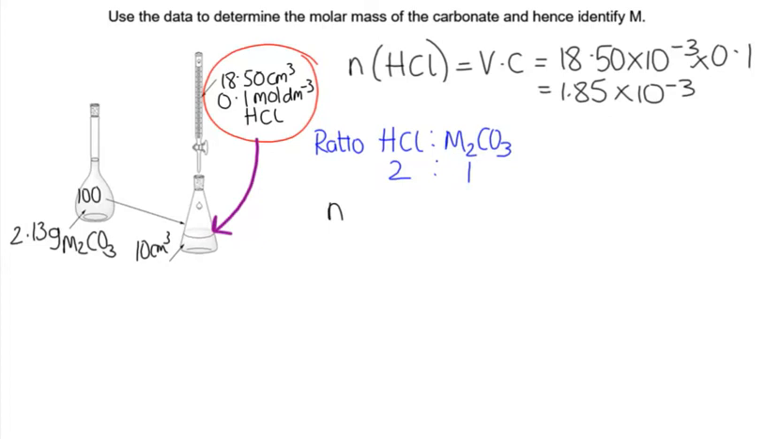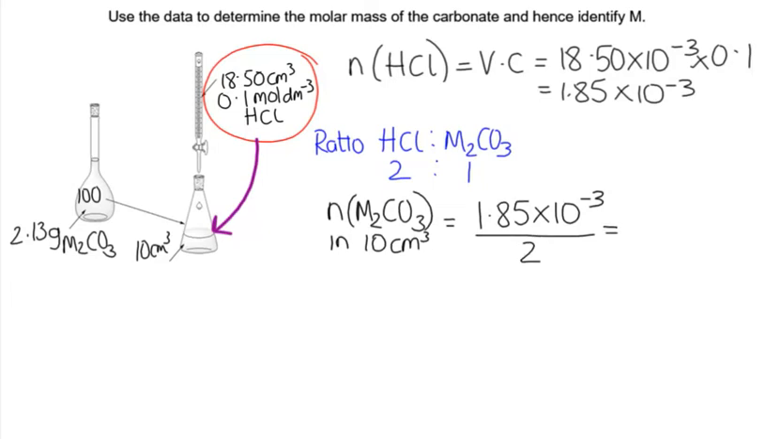So our number of moles of M2CO3 down here in our conical flask, so in 10 centimetres cubed, would be the number of moles of HCl. But the ratio is 2 to 1, so for every 2 we only get 1, so we're going to half it, and we're going to get 9.25 times 10 to the minus 4.